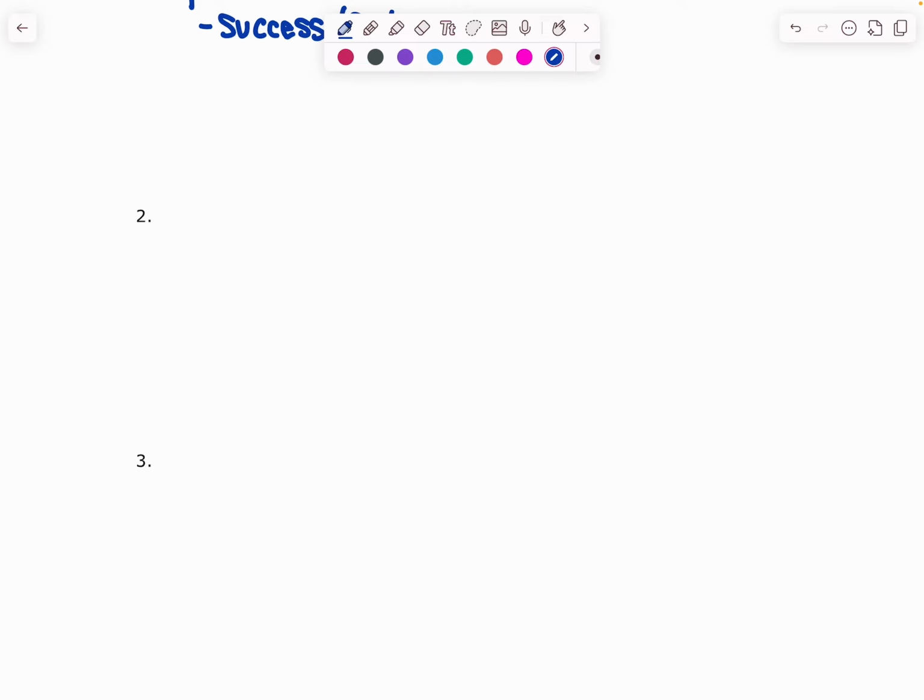The second requirement is that I have a fixed number of trials. So what this means is before I start my experiment, I know how many times I'm going to repeat it before I begin. So before I start flipping the coin to see how many heads I get, I've decided I'm going to do this 10 times, or 100 times, or 1,000 times, or 50 times, whatever it is. What I can't say is I'm going to keep going until I get 10 heads. That's not okay.